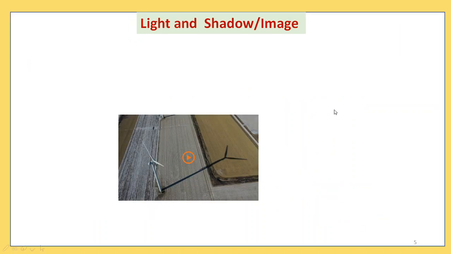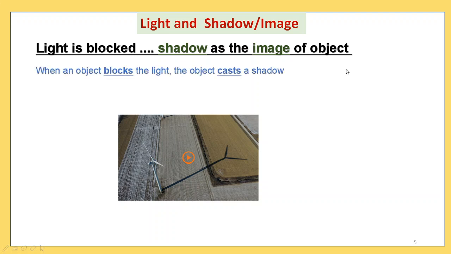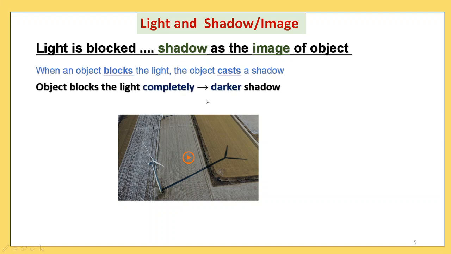Light and shadow. Shadow we also call image. Earlier we talked about light refractions. Now we talk about light is blocked. Light is blocked, shadow as an image of the object will be formed. When an object blocks the light, the object casts a shadow. If the object blocks the light completely, darkest shadow. Object blocks the light partially, lighter shadow.